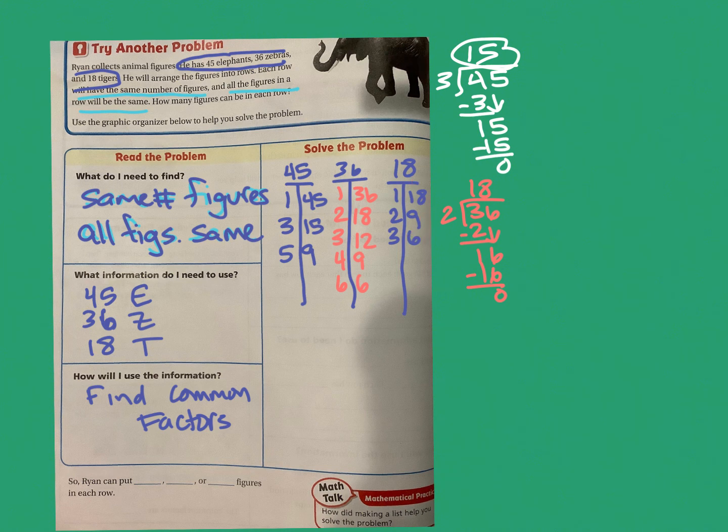Now that we have found all of our factors, let's find all of our common factors. We know that 1 is going to be a common factor. It's always going to be a common factor, but we're pretty sure Ryan doesn't want to do rows of 1 forever. That'd be a bunch of rows. Could he do a 2? No, because 45 doesn't have a factor of 2. 3, ooh, yes he could. He could do rows of 3.